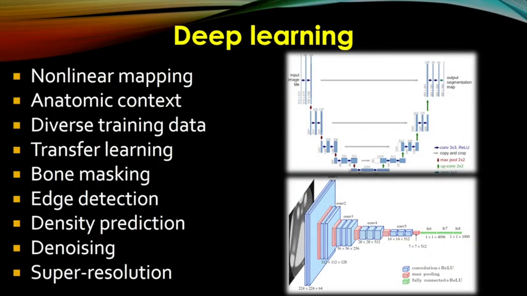So this presents a great opportunity for deep learning, because convolutional neural networks allow us to perform nonlinear mappings from MRI to CT images. They also enable the algorithm to learn from anatomic context, and we can provide diverse training data with various MRI techniques. We can also engage transfer learning, utilizing information learned from other similar data sets to solve difficult problems, including bone masking, edge detection, Hounsfield unit prediction, as well as image enhancement like denoising and super resolution.